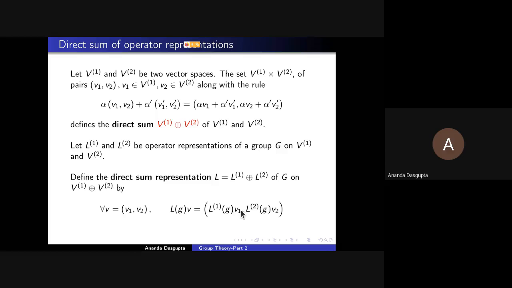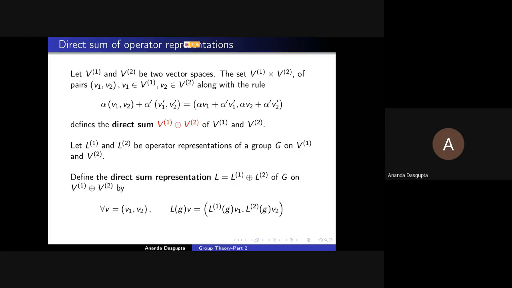I'll get L1G V1 and 0, right? L2G acting on V2, where V2 is a null vector, will of course give you 0, right? What that means is, if you just take a subspace in which the first piece is an arbitrary vector, but the second piece is always 0, that subspace stays invariant under the action of LG. I don't mean that the vectors don't change. All I mean is that if you start from that subspace and apply all the LGs, you stay within that subspace. Okay? Is that clear?